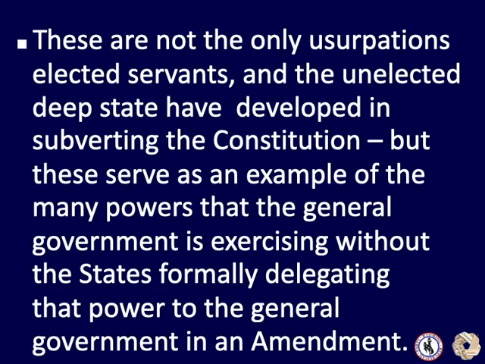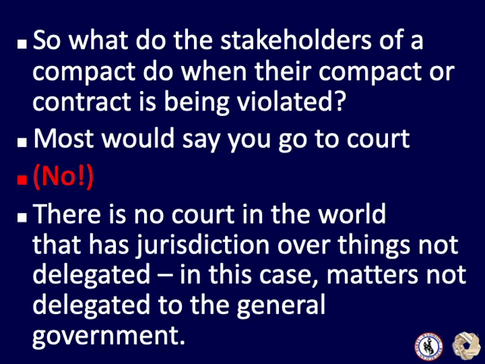These are not the only usurpations elected servants, and the unelected deep state have developed in subverting the Constitution, but these serve as an example of the many powers that the general government is exercising without the states formally delegating that power to the general government in an amendment. So what do the stakeholders of a compact do when their compact or contract is being violated? Most would say you go to court.